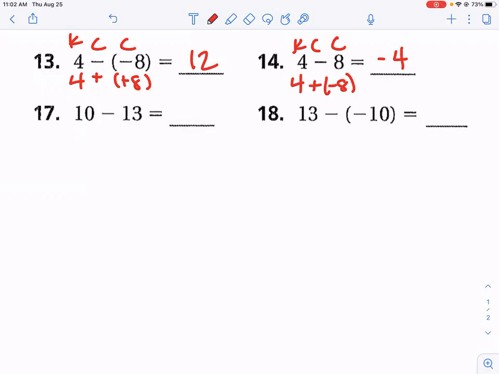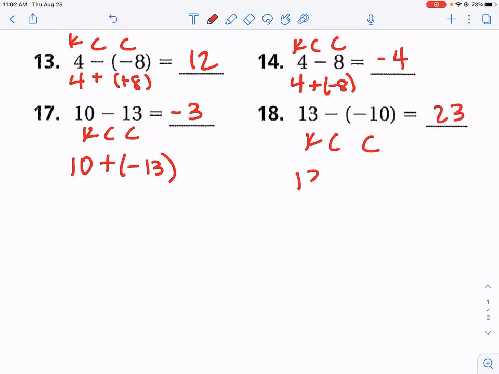Braylea, what'd you get for 17? -3. If we keep change, we have 10 plus -13. So we're adding two numbers with different signs. We'll subtract and keep the bigger, okay? And then 18, Tyler, what'd you get? 23. If we keep change, we're adding 13 to 10. Okay. All right, good.